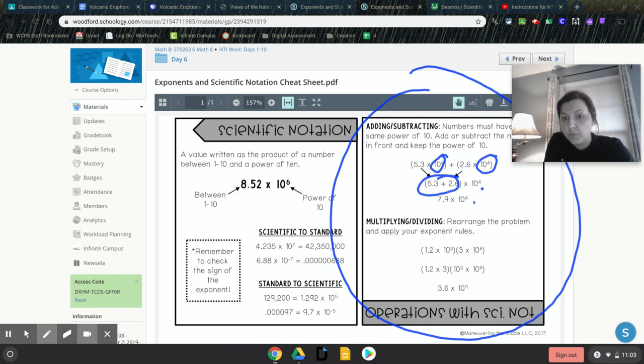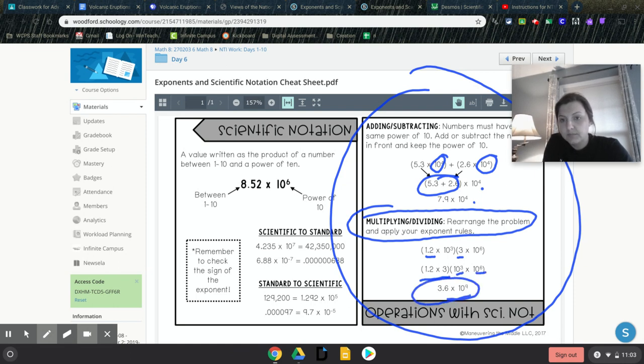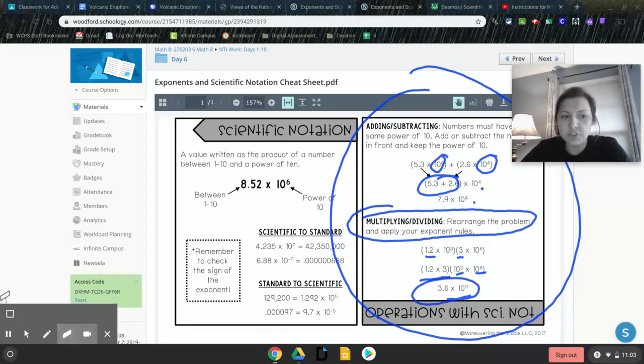For this one, with multiplying and dividing, you are just going to follow your exponent rules. So bases follow the rules. So 1.2 times 3. Whenever we are multiplying, we add. So it would be 3 plus 9. Okay? It's been a little while since we've done this, but once again, this should be a review because we did this earlier in the year.